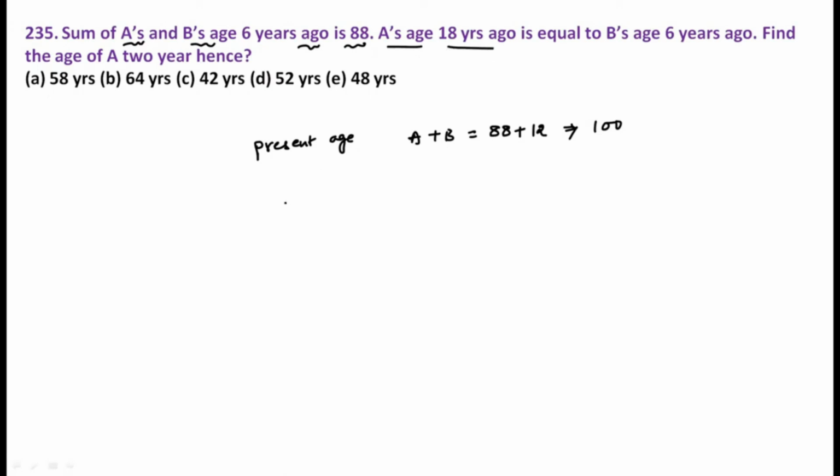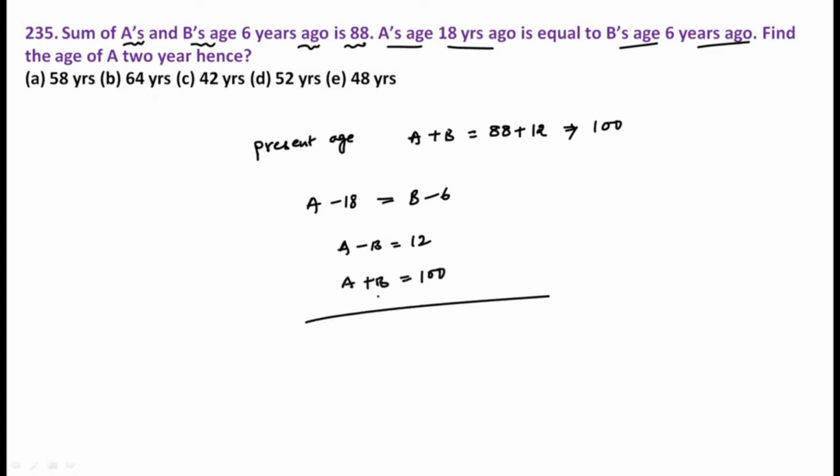Next one. A's age 18 years ago is A minus 18, which is exactly equal to B's age 6 years ago, B minus 6. Now A minus B is equal to 12. Now A minus B is equal to 12, A plus B is equal to 100. Now see, you can add them. 2A is equal to 112, so A is exactly equal to 56. Now the question: find the age of A 2 years hence. The present age of A is 56. 2 years hence means 56 plus 2 is equal to 58 years.